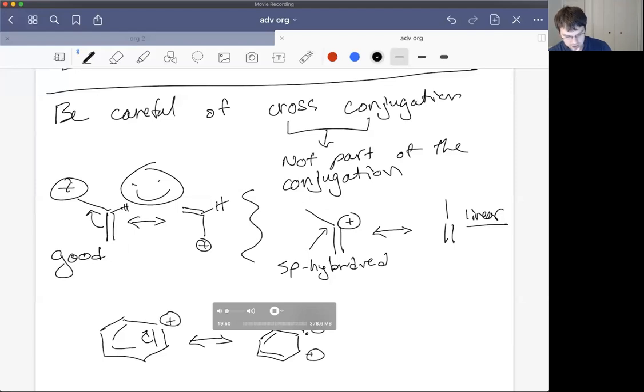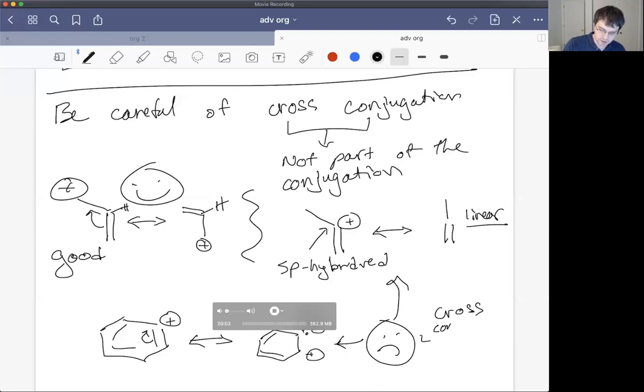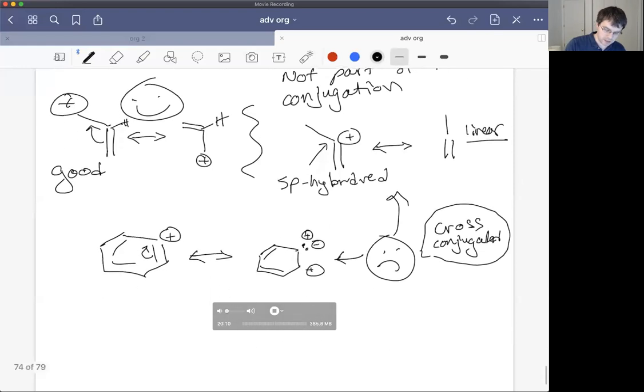It's still electron deficient, and it's next to a positive charge on the molecule. That one down is in conjugation. So you can't put this directly on a benzene. So this is bad, both here and here. We say we're cross-conjugated. We're not part of the conjugated network. We can't draw efficient resonance structures that delocalize this positive charge.